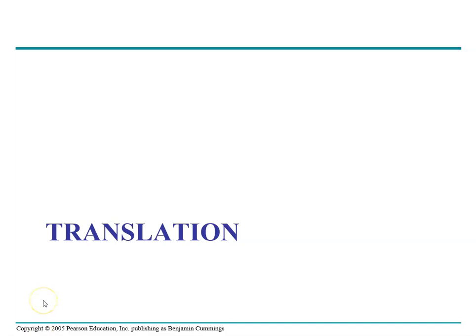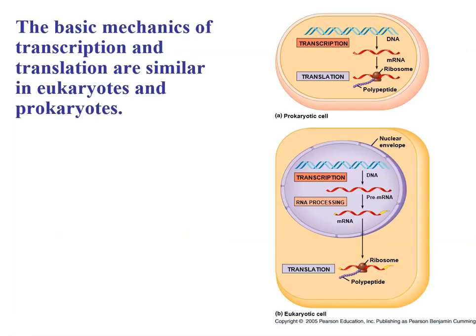This is the third lesson for chapter 14. We're going to be looking at the last stage of how a gene is ultimately used to make a protein, and that process is called translation. Let's do a quick recap of where we left off before we get into translation.